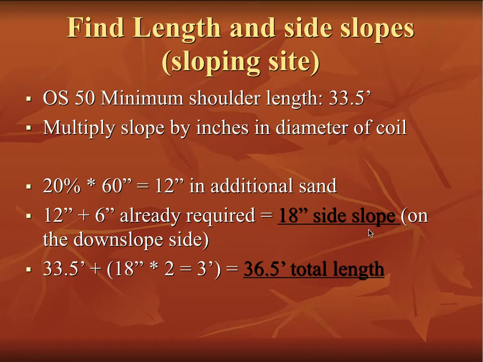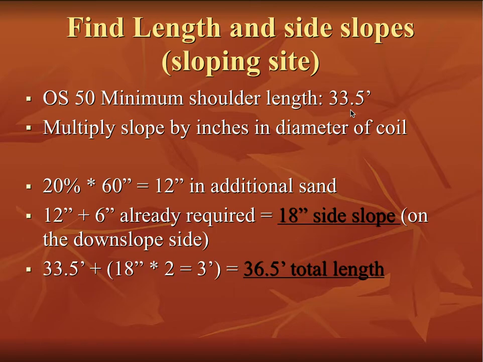Now we'll go ahead and find the length in the side slopes. And so we'll start out just as before. We're using OS50s, and so we'll look that up in our table in our design manual, and we'll find that same shoulder length of 33.5 feet. And then what we're going to do to find the side slope is multiply the slope by the inches of the diameter in the coil. So in this case, the OS50 is 5 feet in diameter, which equates to 60 inches. So we'll take that 60 inches and multiply it by 20% or 0.2, and that will give us an answer of 12 inches. This 12-inch answer is an additional sand to what's already required.